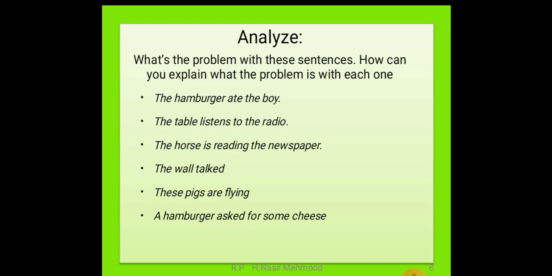Next example: the horse is reading the newspaper. Now this is not the quality of animals, to read newspapers. Reading is the sort of activity expected from human beings, not from animals. There may be certain animals which have been tamed and trained by skilled people, but those chances are very rare.